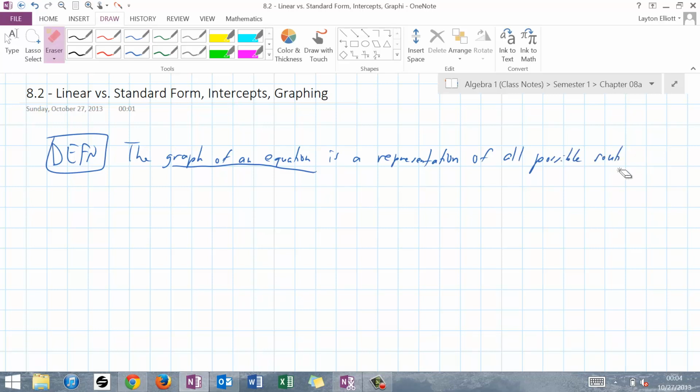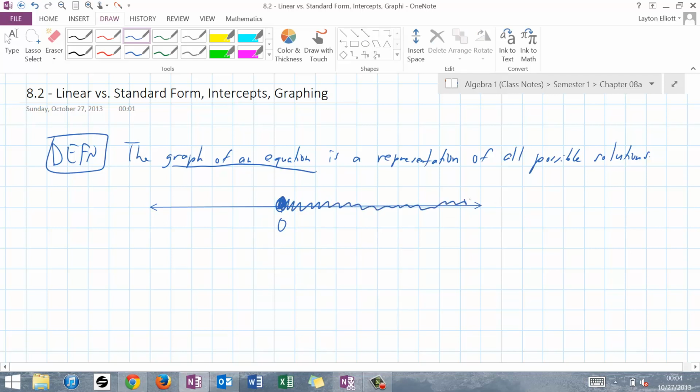We have graphed before. We've actually graphed in this year without you guys realizing it. Like we talked about in a previous lesson, when I have a number line and I graph something like this, that's a graph of all possible solutions. It's a visual representation of x is greater than or equal to 0. So with that, let me show you another example.